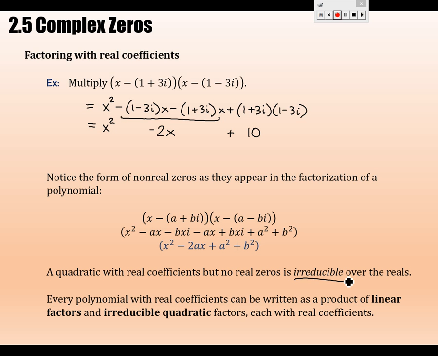So this idea of an irreducible quadratic is being introduced here on this slide. Hopefully you're good at multiplying like we just did. Hopefully you're also good at going back. If I said factor x squared minus 2x plus 10, you should be able to do that using maybe the quadratic formula for your help.